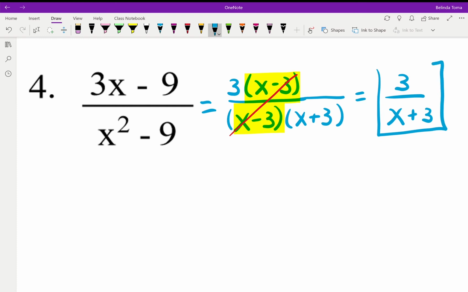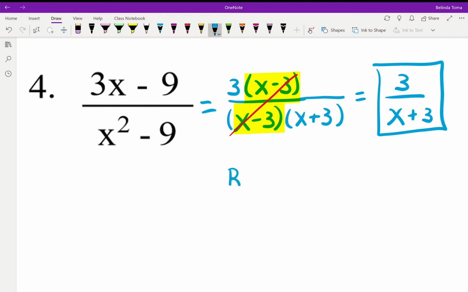Just a reminder, don't be tempted to cancel those 3's. We can't do that because it's not in factored form. Here's another thing that we have to remember, and I think we saw this in example 2 as well, but we have to remember that our restrictions come before we simplify.